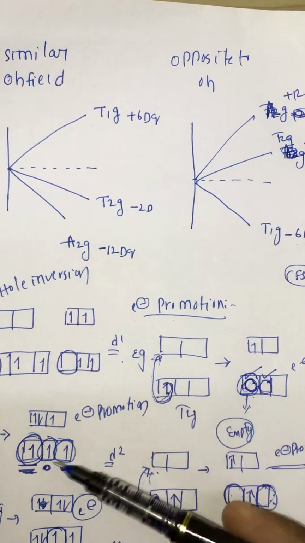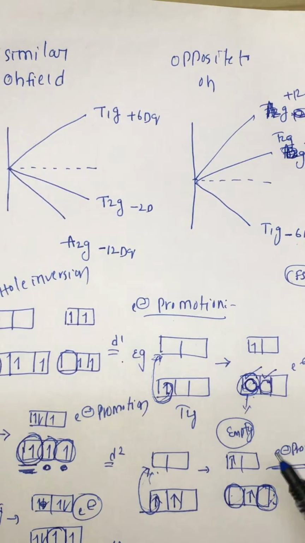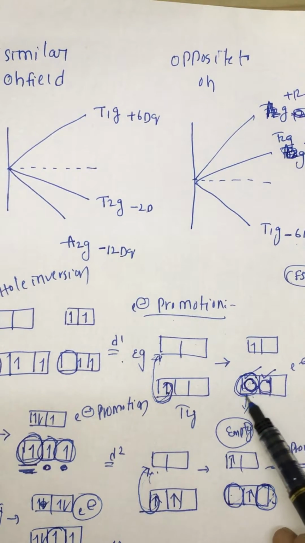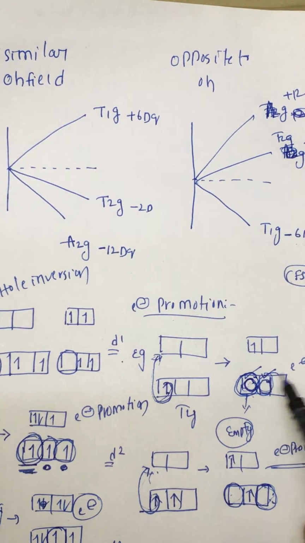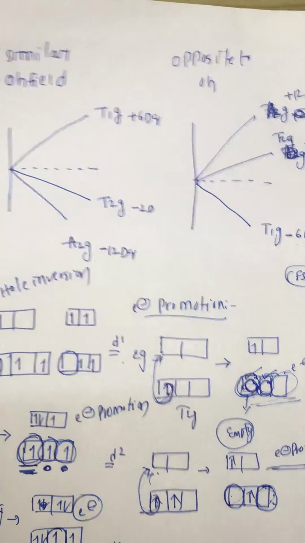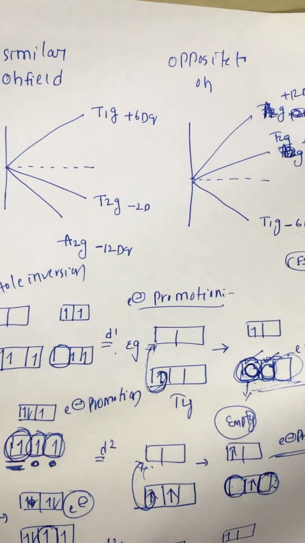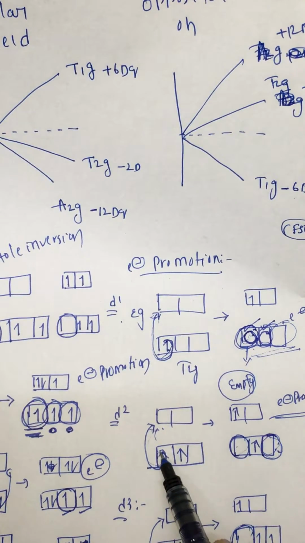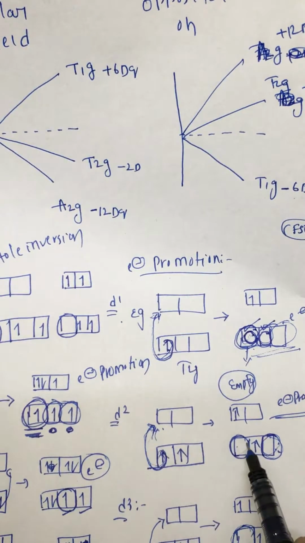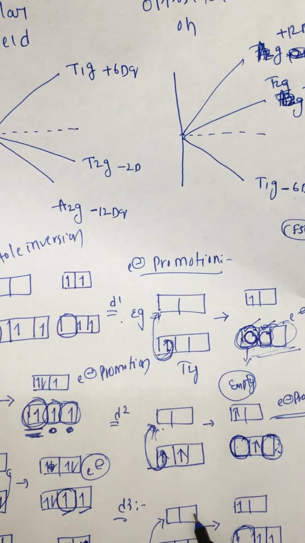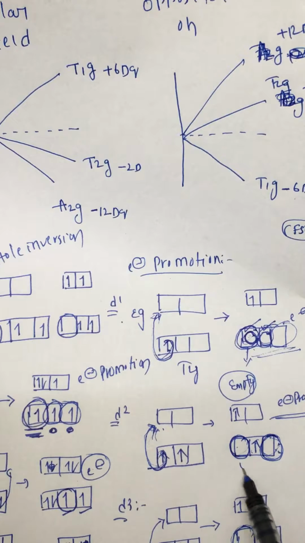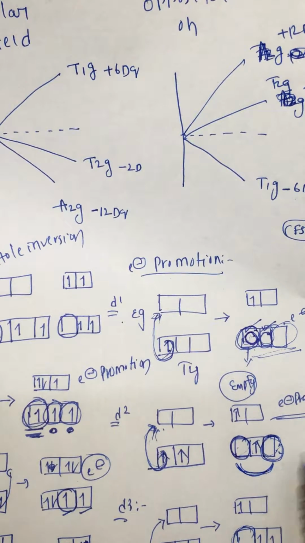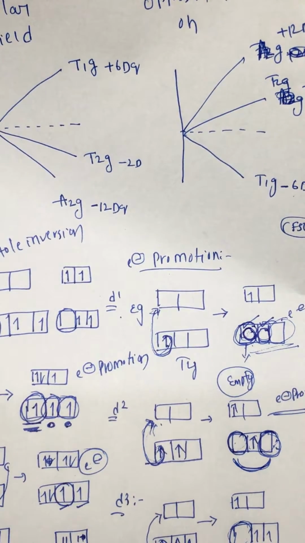If the same orbital is not that empty orbital, then that comes under hole inversion. So here it's an empty orbital, and here also empty orbital. So this comes under electron promotion. One is sufficient. And then we have D2. Here in D2 also this electron went from here to here, and an empty orbital is formed, and here one electron is there, but here an empty orbital is there, and these two are same. So this comes under electron promotion.